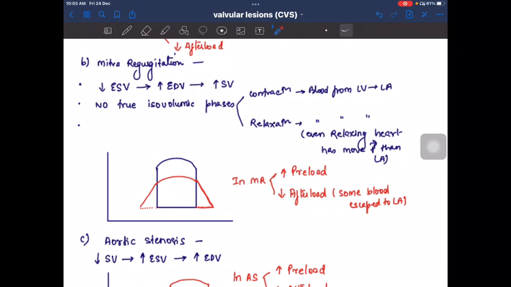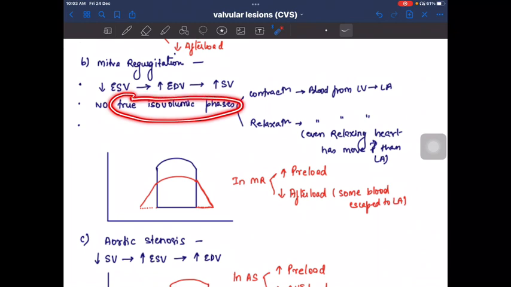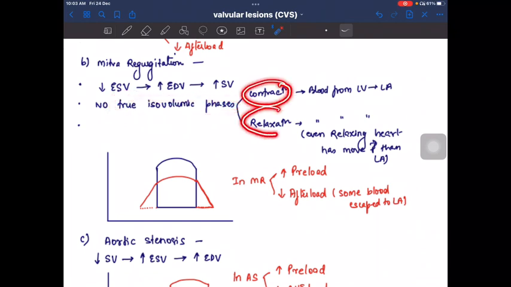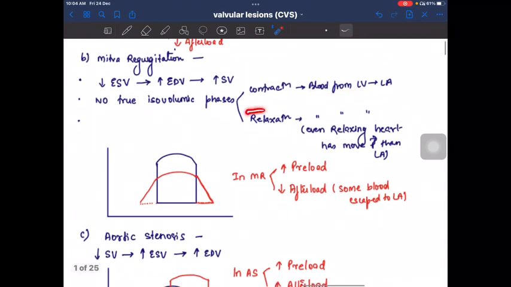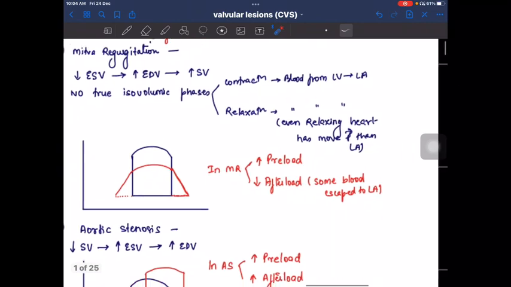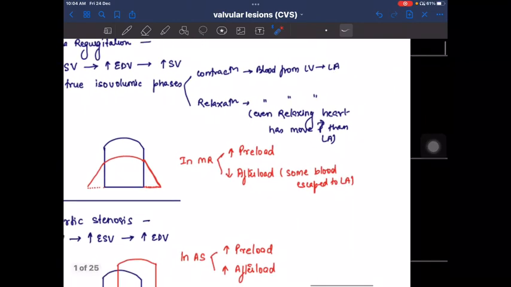And the peculiar thing about regurgitant lesions is there will be no true isovolumic phases. So no true isovolumic contraction or no true isovolumic relaxation, because blood is going from the left ventricle to the left atrium. And you'll be surprised to know that even in the relaxing heart, the pressure of the ventricle is still greater than the pressure in the left atrium. And that is why even during isovolumetric relaxation, the blood is moving. So there are no true isovolumic phases.